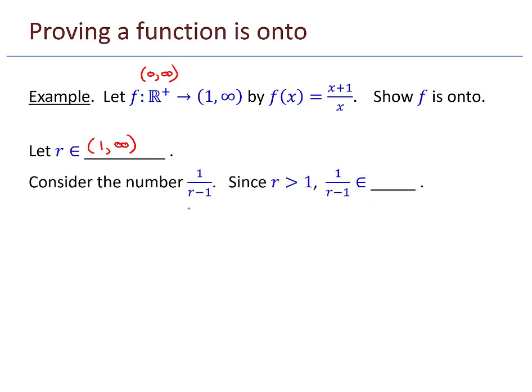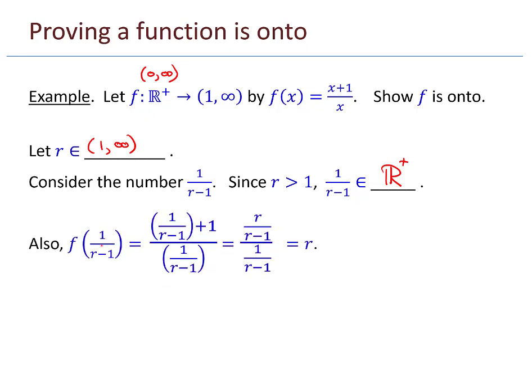Consider the number 1 over r minus 1. Since r is greater than 1, what do I know about that fraction? Oh, well, that fraction has to be positive, right? Oh, well, if it's positive, then it's in my positive reals. Okay, good. So this expression, 1 over r minus 1, really is in my domain.